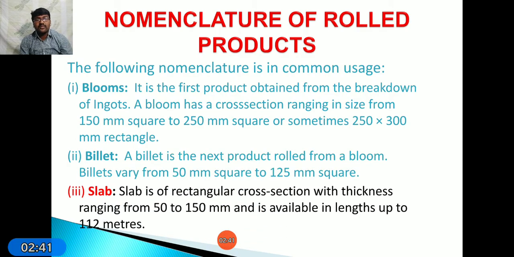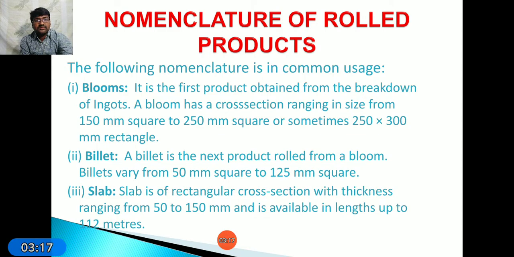Next, coming to slab. A slab has a rectangular cross section with thickness ranging from 50 to 150 mm, and is available in lengths up to 112 meters. The maximum length is 112 meters. Based on these dimensions, the product prepared by the rolling process is termed a slab.